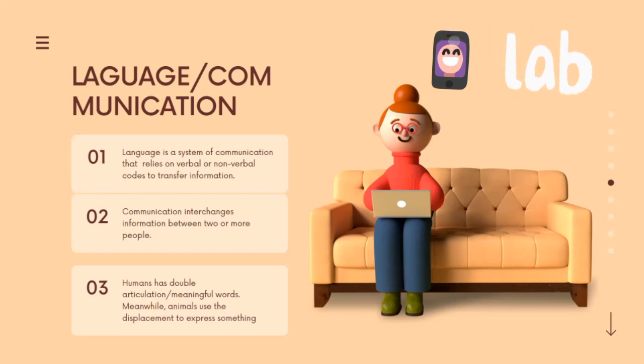As we know, we are rational animals. We have double articulation. We can create meaningful words and vocabulary, but animals don't have a language to express themselves. They can use displacement, but they don't have like a specific language to communicate. They express themselves with their body language, but not with words as we do.